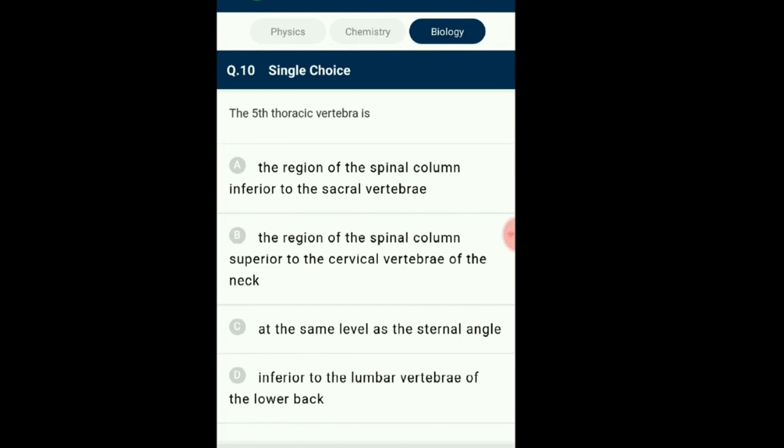Question number 10. The fifth thoracic vertebrae is. The trachea is a straight tube, also called the windpipe, which extends up to the mid-thoracic cavity. It divides at the level of the fifth thoracic vertebrae into right and left bronchi, or primary bronchi, as it is at the same level as the sternal angle. The fifth thoracic vertebrae is in the region of the spinal column inferior to the cervical vertebrae of the neck. So the answer is option C, at the same level as the sternal angle.